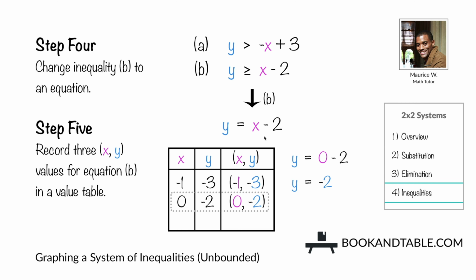And now we plug in x is equal to 0. Y is equal to 0 minus 2, which should be equal to -2. So when x is equal to 0, y is equal to -2. And now for our third point, we'll plug in +1 for x, giving us y is equal to 1 minus 2, which is equal to -1. So 1, -1 is a third point on this line.